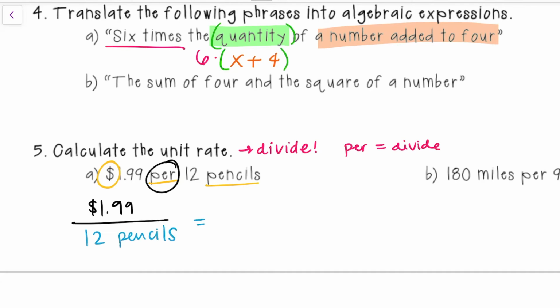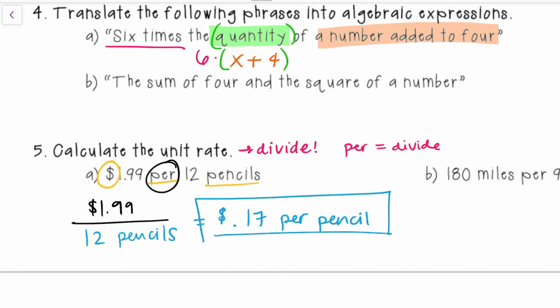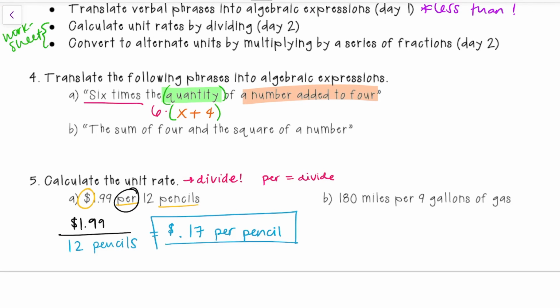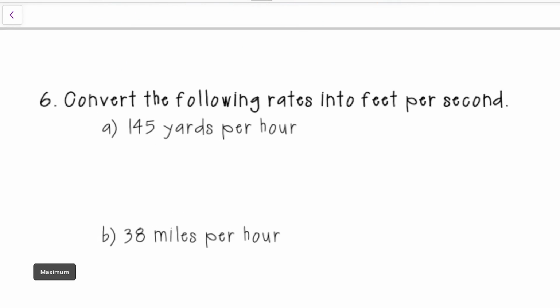We would plug this into our calculator. I think we get 0.165-ish, and so we can round to $0.17 per pencil. And there's our final answer. You will be doing problems 4B and 5B for your homework tonight. For the time being, we're going to jump to the next page where we get to convert into alternate units.